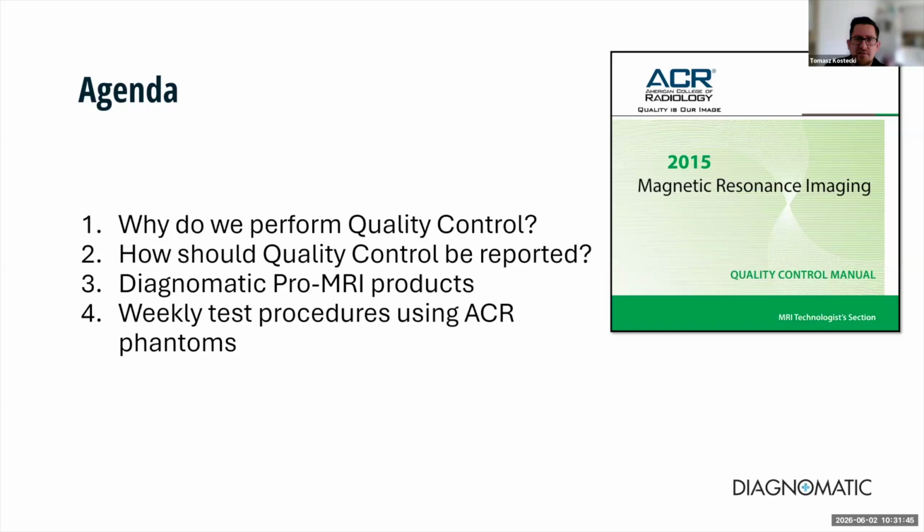Today, I would like to share practical information on MR quality control, focusing mainly on American College of Radiology routine constancy testing, and how quality control results can help us monitor scanner performance over time. The goal is not only to understand which tests we perform, but also why these tests matter in daily clinical practice. I will briefly explain why quality control is important, how quality control results should be reported, which diagnostic products can be used, and then I will go through the main weekly test procedures. I will not be discussing annual tests or the full ACR accreditation process.